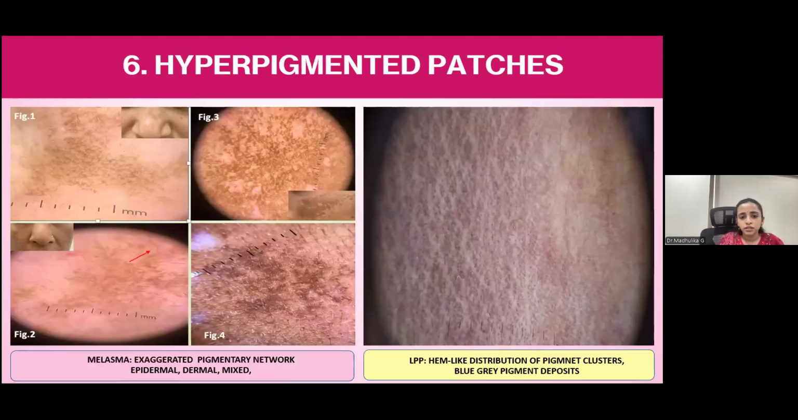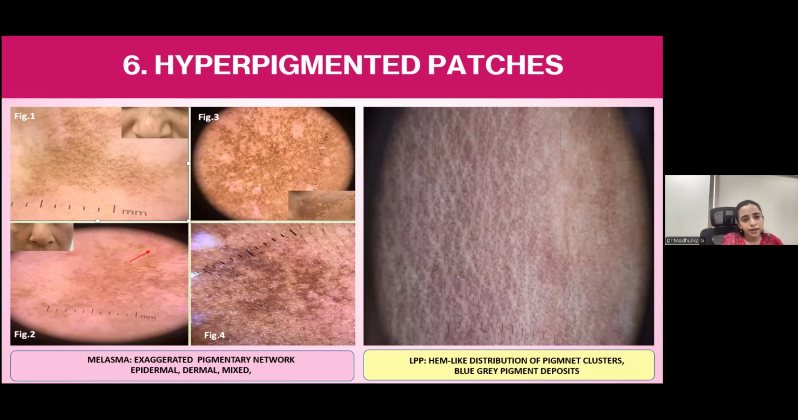Next. So the first 4 images are of different depths of melasma, right? You usually see an exaggerated pigment network. On the face, you see a pseudoreticular network. This pigmentary network is exaggerated in melasma because of the activity of the melanocytes, right? And based on the depth, you see the color, whether it is very dark or a little less. Purely dermal melasma is rarely visible. Most of them are either mixed or epidermal. If it is very dark, it is epidermal. If it is a little less, it is mostly mixed melasma.